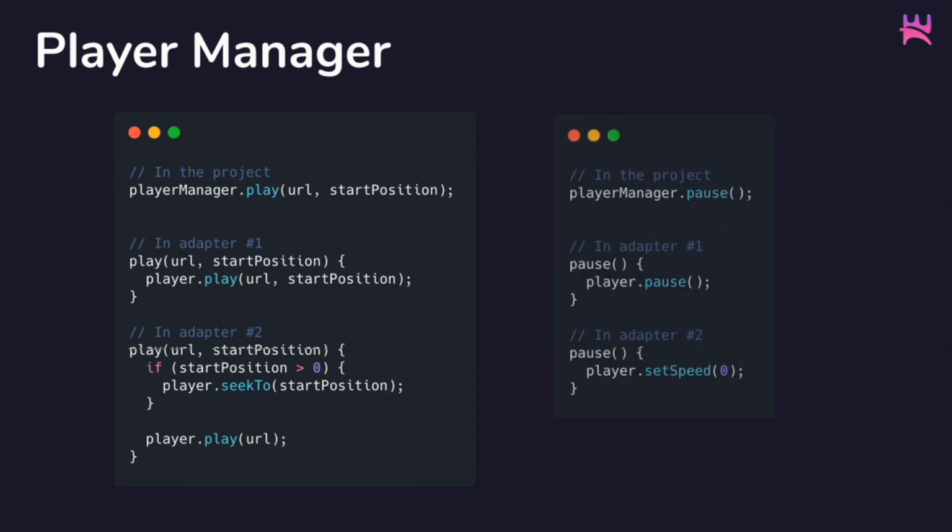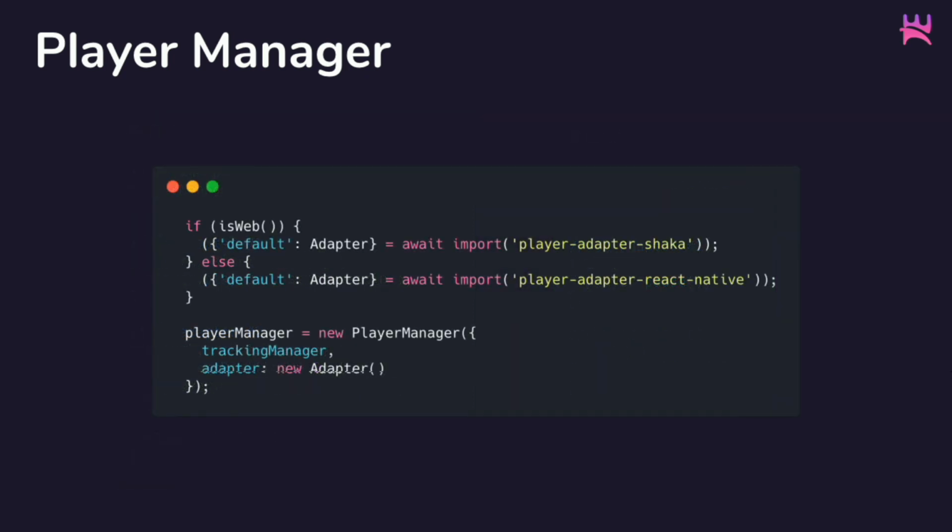Another example that was quite funny is that not every player supports a pause method. In some players, you actually need to set the speed to 0. From the project perspective, this is the only part of the code where you need to do any platform-specific logic for players, which is just to figure out which adapter or plugin to import. So we just check if it's a web platform, we import the Shaka adapter, which is the Google player. And for native platforms, we import an adapter for React Native, which is not open source, it's an in-house one, but there are open source solutions for React Native video as well.